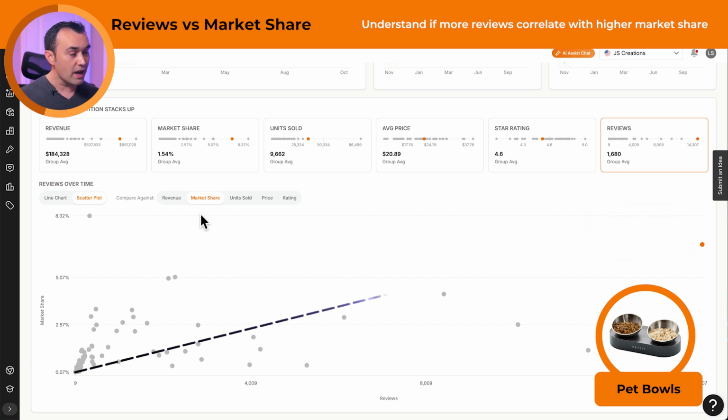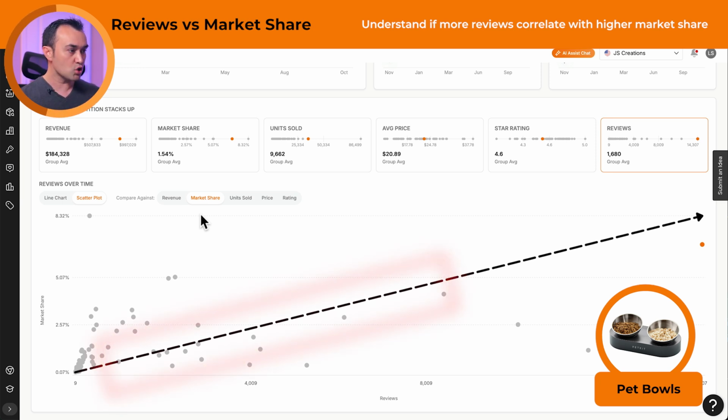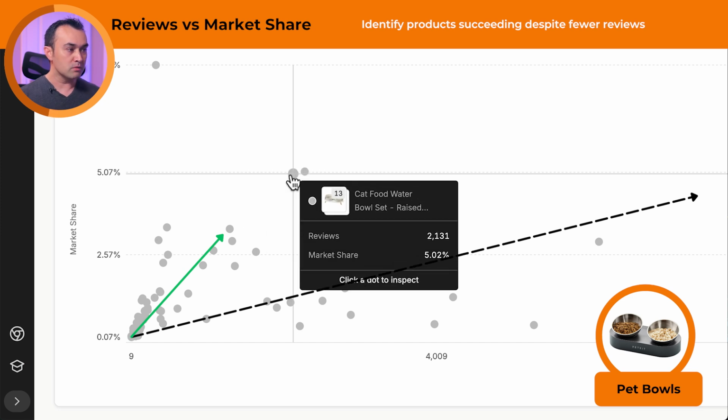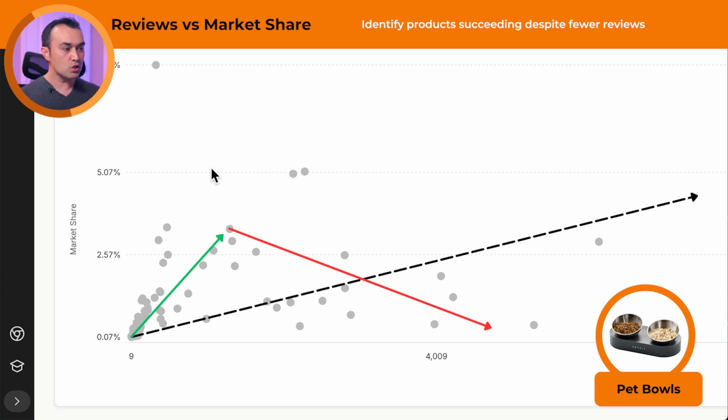And then along this diagonal, we also see a few other products which might suggest that more reviews often means more market share. However, there seems to be a stronger trend in this cluster of products over here that are achieving high market share with fewer reviews, hinting that after around 2,000 reviews, or maybe after 1,300 if we exclude these two, that having additional reviews may not drive more market share. It seems to plateau or even trend down after this point.